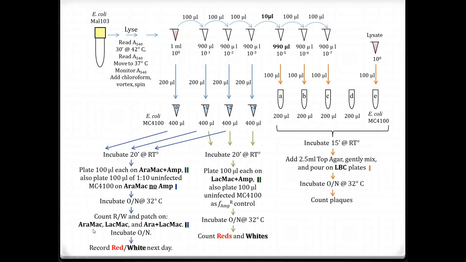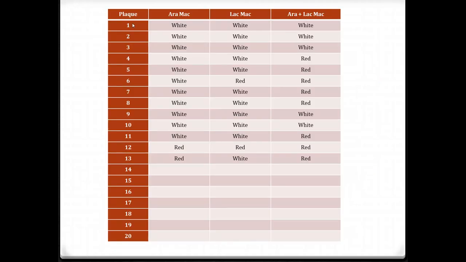The next day, record what you see on those patches. The best way to do that is to create a grid with the patches that you have, you'll have up to 20, and what they were on those plates. So you have an Aramac plate, a LACMAC plate, and an ERA-LACMAC plate. What were they? White, white, white, red, white, white, red, white, red, red. What was the pattern for each patch that you did?